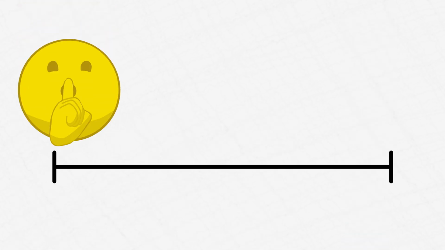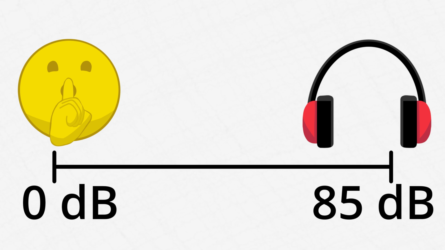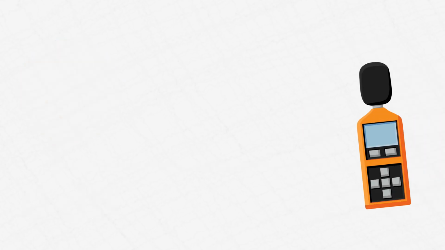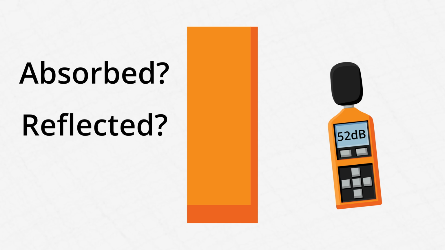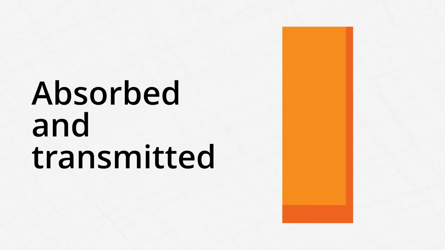The softest sounds a human can hear are 0 decibels, while the loudest sounds we can safely hear without any ear protection are around 85 decibels. By measuring the decibel of a sound after it has moved through a material, acoustical engineers can determine whether that material absorbed, reflected, or transmitted the sound. And then, once they know how sound interacts with a material, they can use those materials to manipulate sounds.